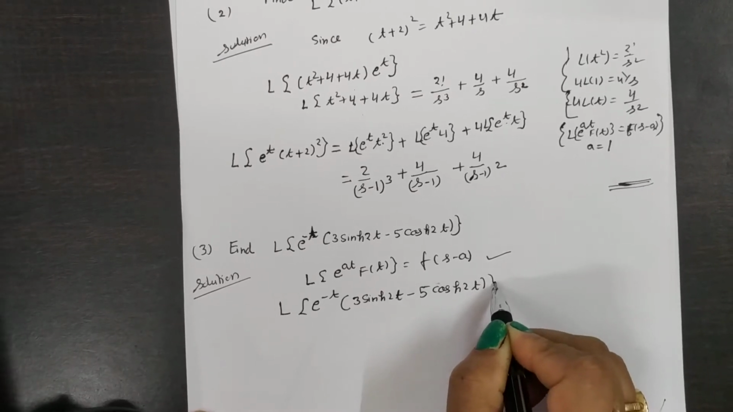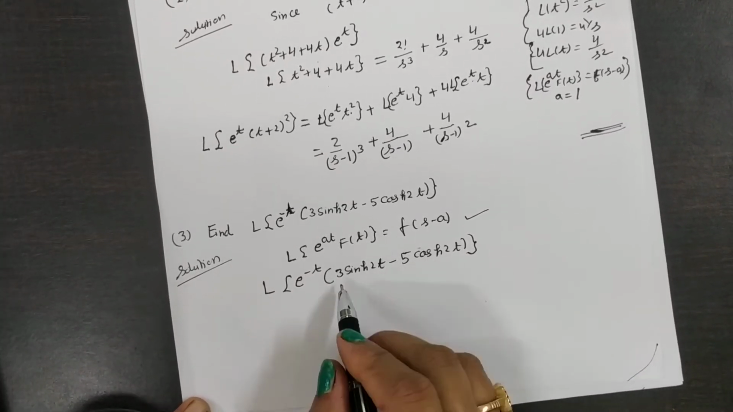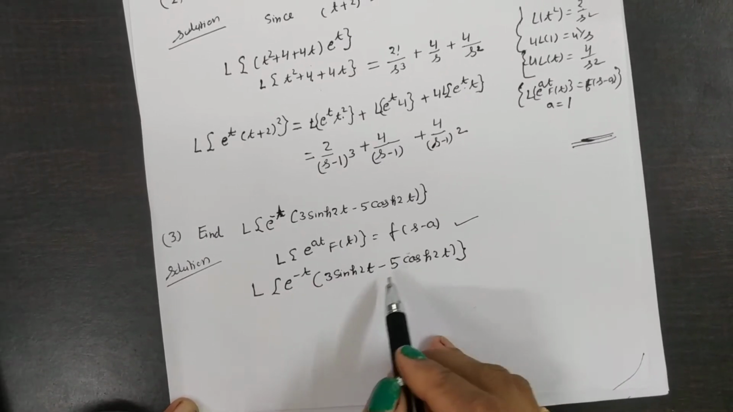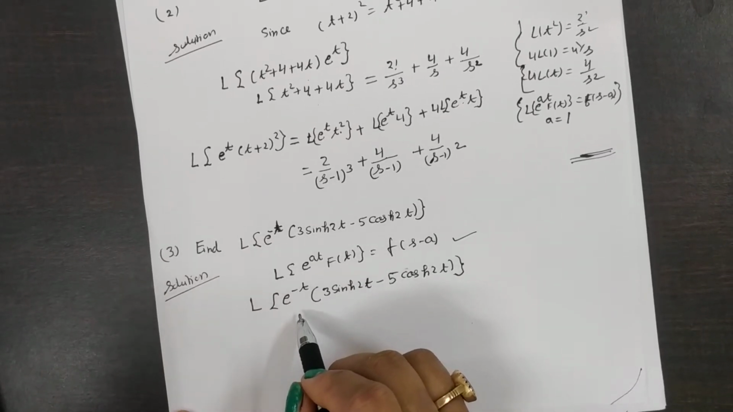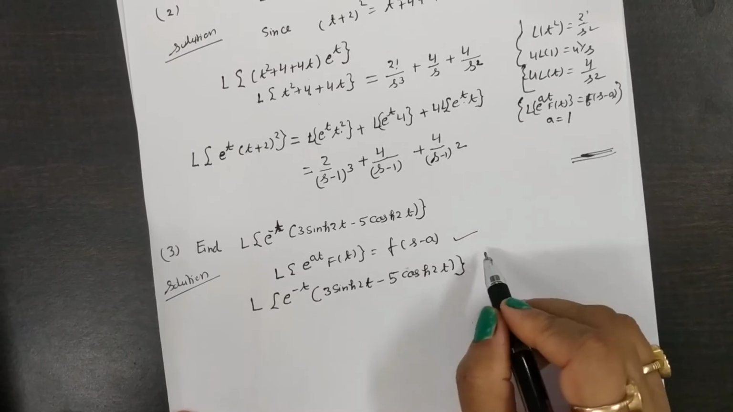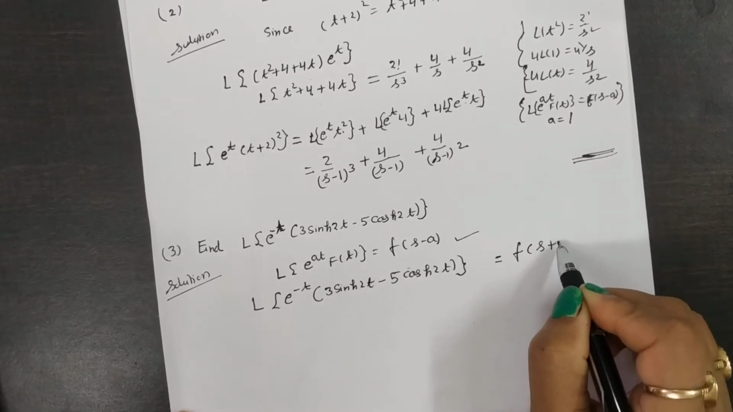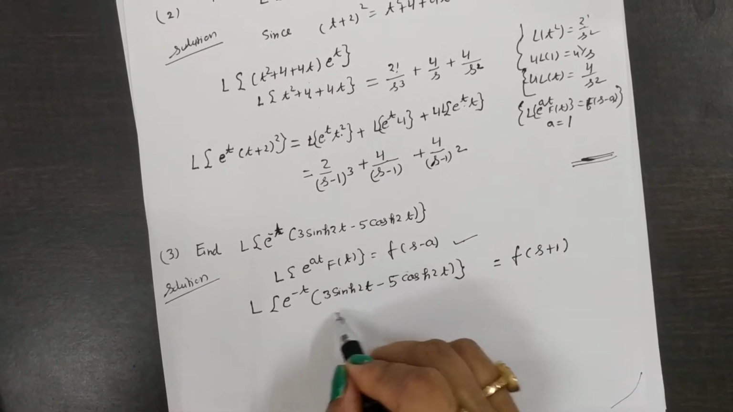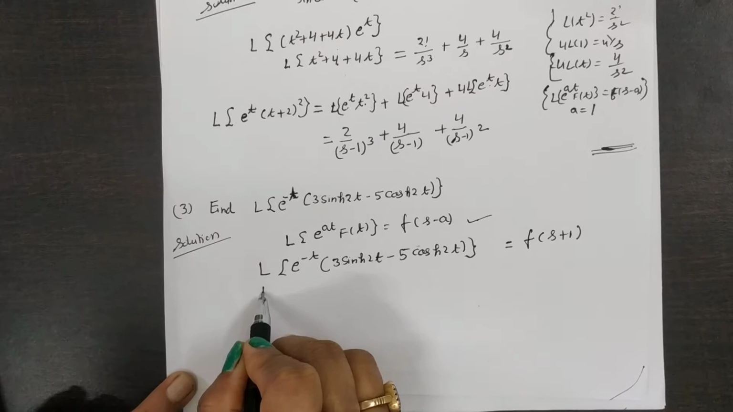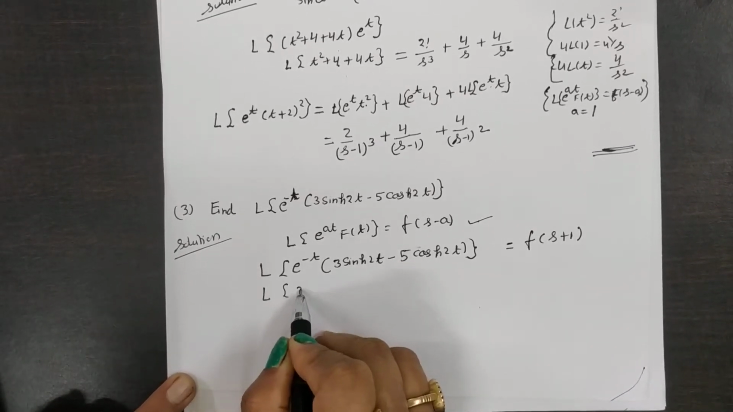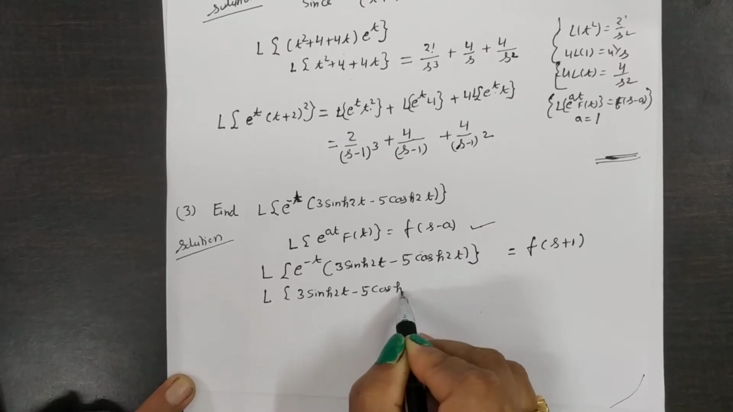According to this, we first find out the Laplace of f. If you operate this formula, here a is minus 1, so this becomes e to the power minus t, therefore f becomes f of s plus 1. So you have to find this Laplace operator, that is, first we have to find the Laplace of 3 sine hyperbolic 2t minus 5 cos hyperbolic 2t.